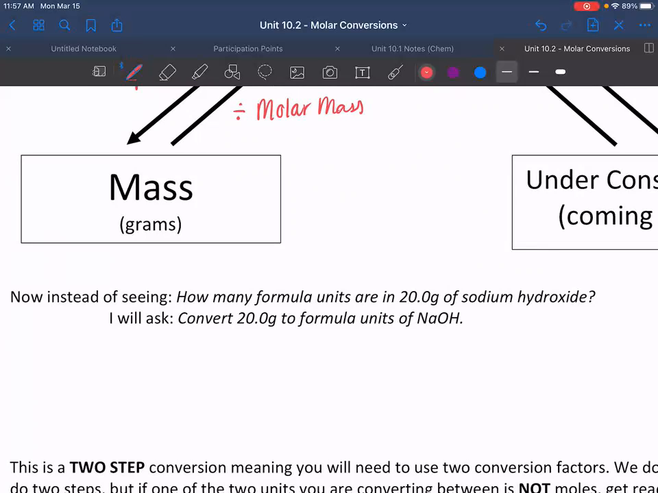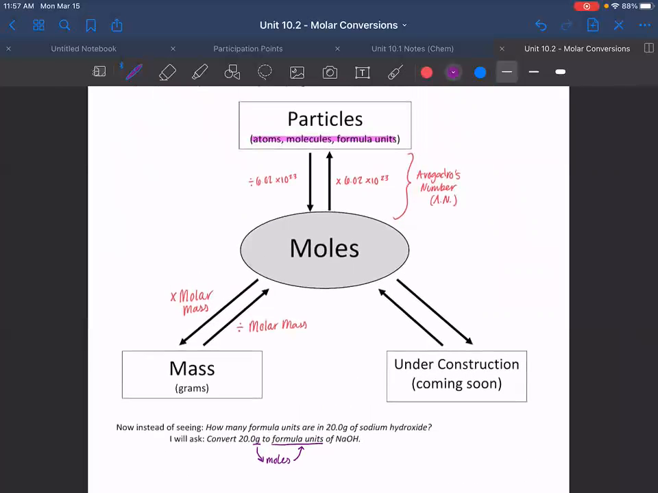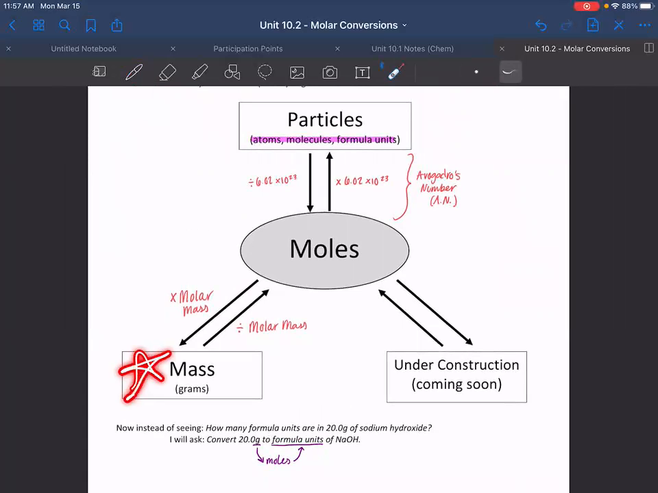do either of these have moles? Are either of these units a mole? Nope, we have grams and formula units. So that means we are going to have to convert to moles and then to formula units. So if we were to look at this map, we are going from a mass, converting to moles, and then converting to formula units or particles. So this is the roadmap that we're going to take for this one.